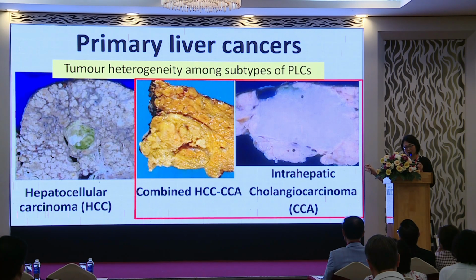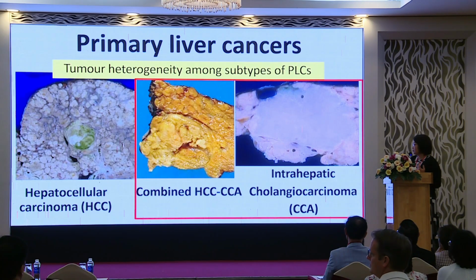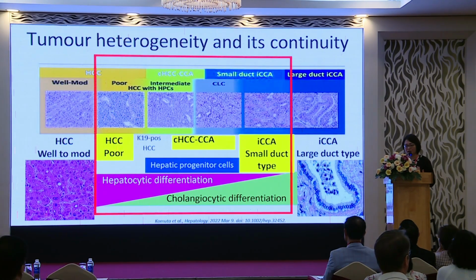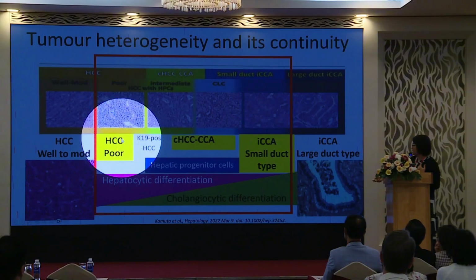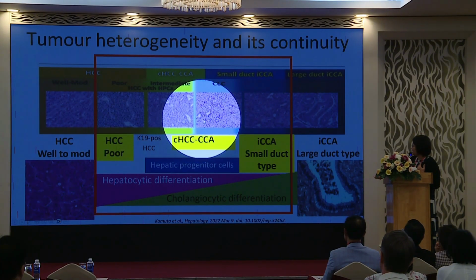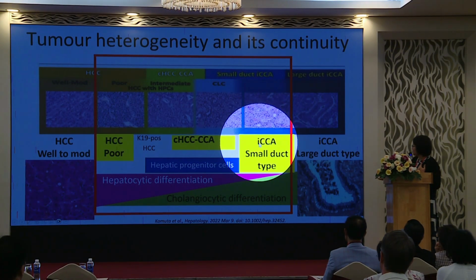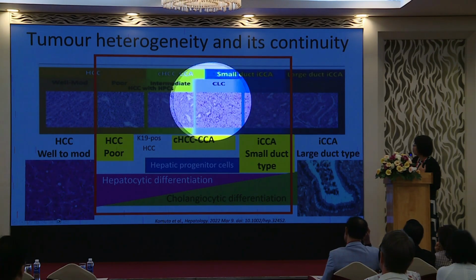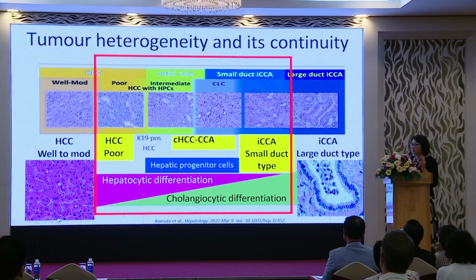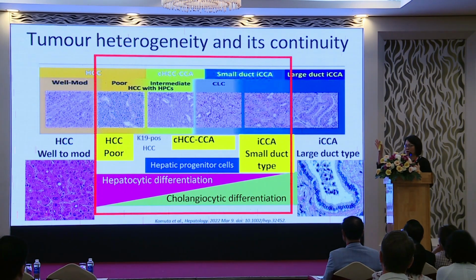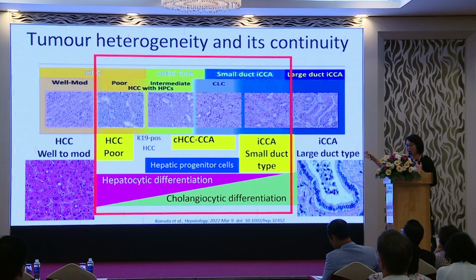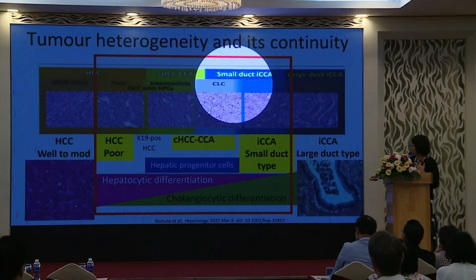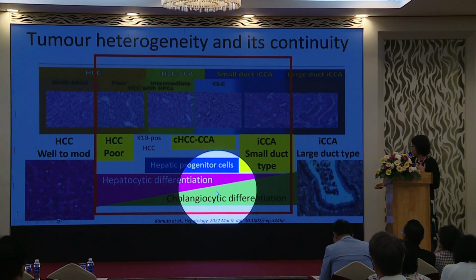However, this distinction is not always straightforward as you may think. That is because of tumor heterogeneity and histological continuity that these tumors present. Especially poorly differentiated HCC, combined HCC and CCA, and intrahepatic cholangiocarcinoma small type present heterogeneity and histological continuity, which makes it quite challenging for us to distinguish these tumor subtypes. And that is probably secondary due to the different cell origin.